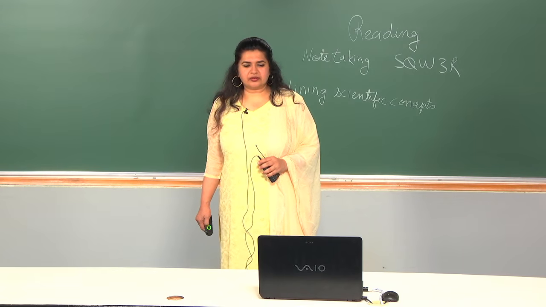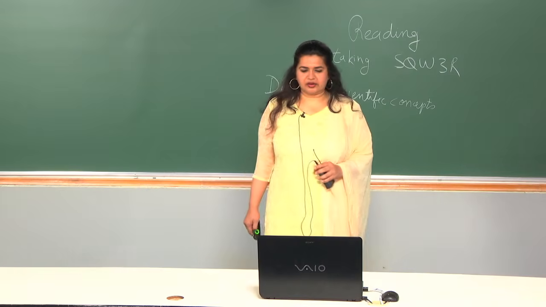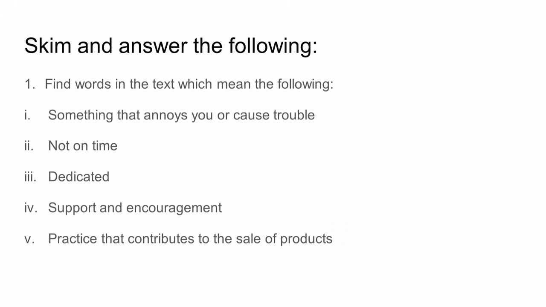So, here is a list of questions. Skim the text and answer the following. First is vocabulary. Number 1, something that annoys you or causes trouble, and the answer is given in the passage itself. Please look it up. Second, not on time. Third, dedicated, support and encouragement, and practice that contributes to the sale of products. Please take a quick look at the passage and try to find relevant words related here.